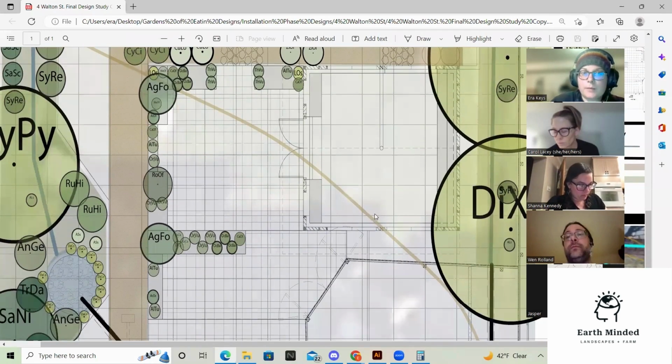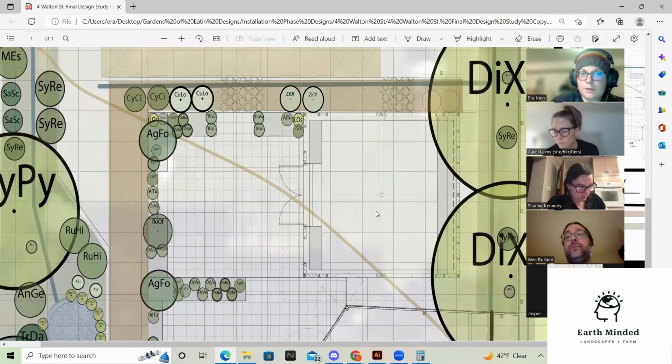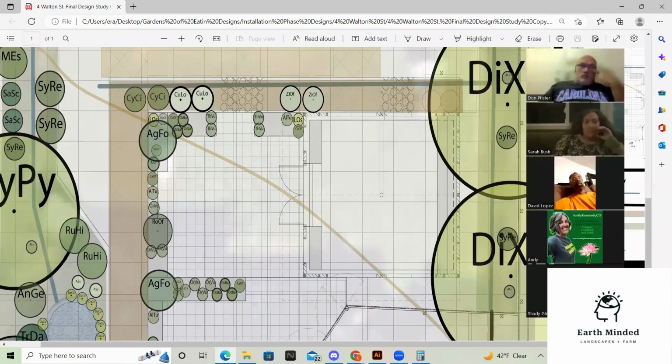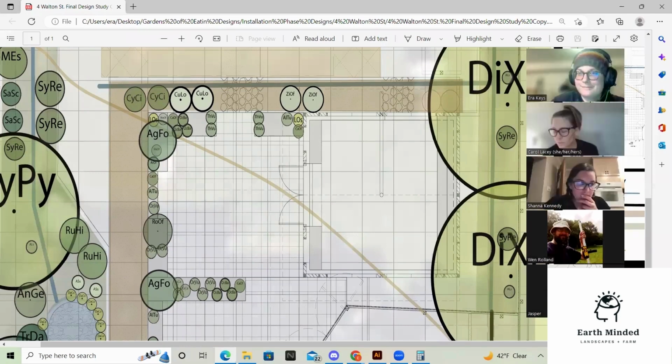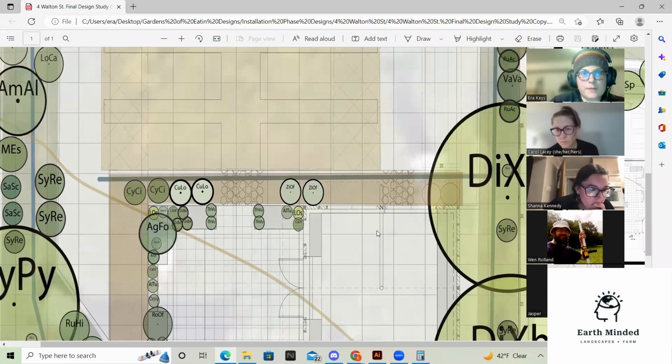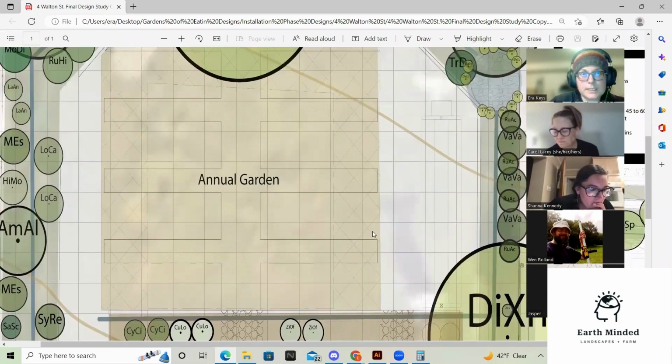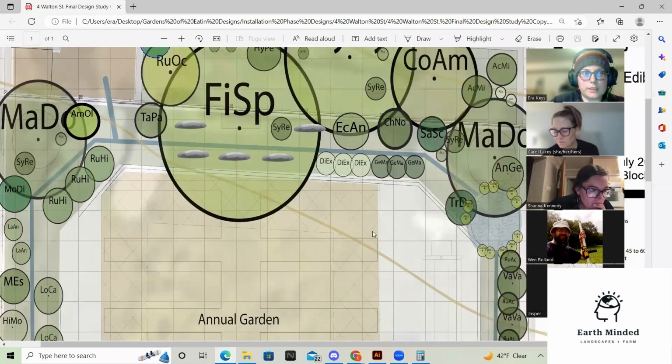Any questions or comments or clarifying desires around this patio space? All right, I'm getting lots of thumbs up. Awesome. Let's keep on moving.